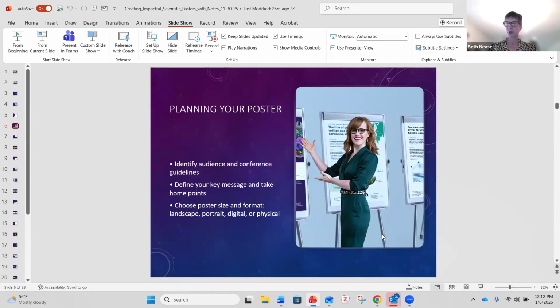So when you're planning your poster, you really want to stick with your abstract. What you wrote in your abstract should be reflected in your poster. That's what the conference is expecting. And so that's really important to make sure you're following your abstract.